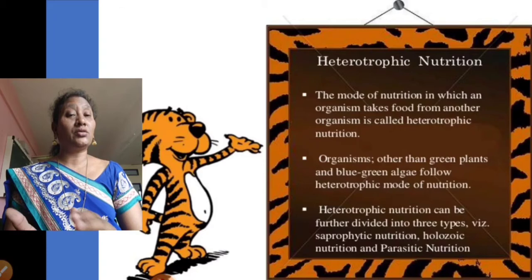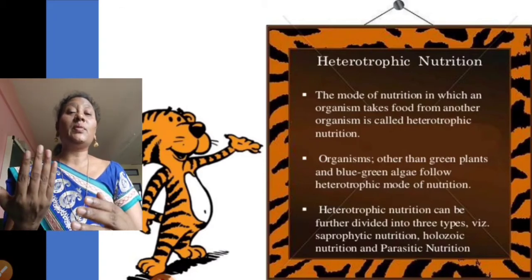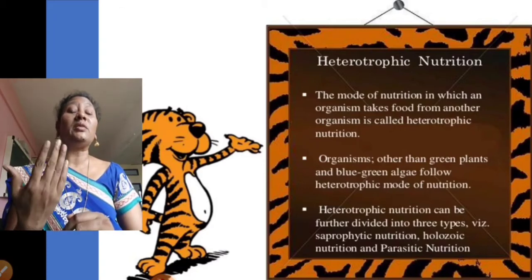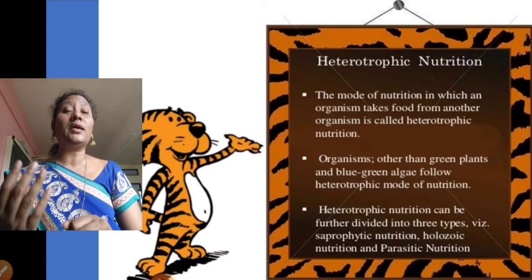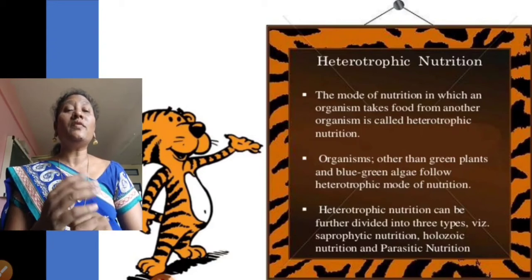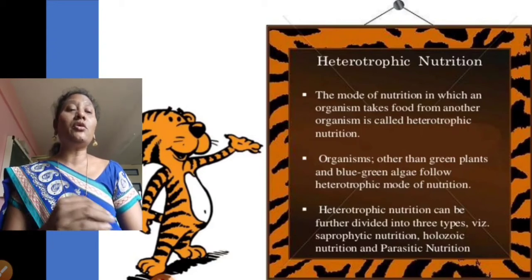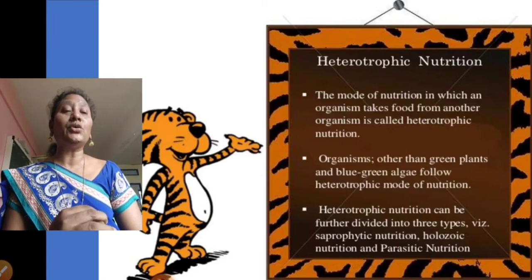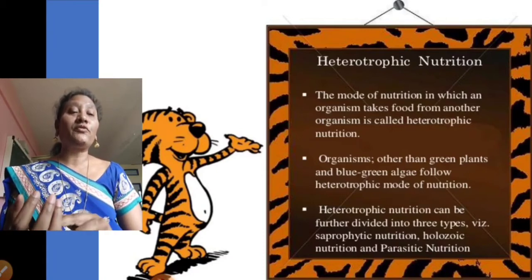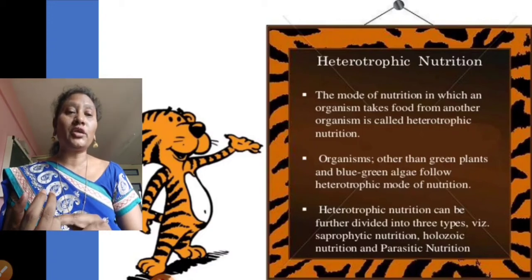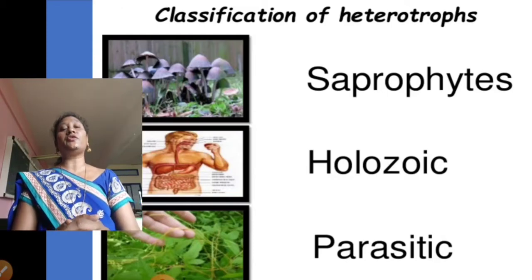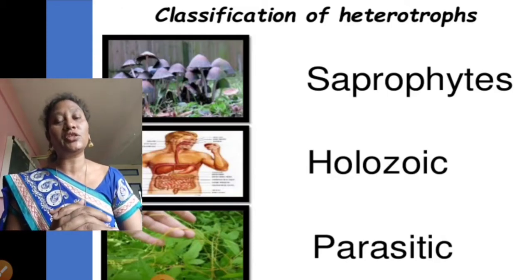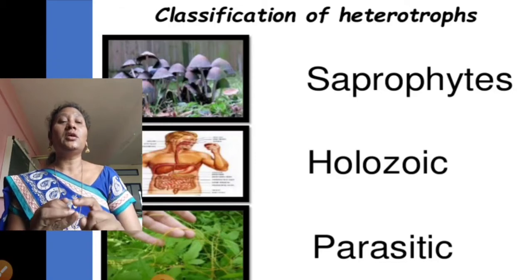So other than autotrophs. What are autotrophs we discussed? The green plants and the blue-green algae. Other than these two, all the other living organisms show the heterotrophic mode of nutrition. Heterotrophic nutrition can be further divided into three types: saprophytic nutrition, holozoic nutrition and parasitic nutrition. So what are the three types of nutrition, children? Classification of heterotrophic nutrition: saprophytic nutrition, holozoic nutrition and parasitic nutrition.